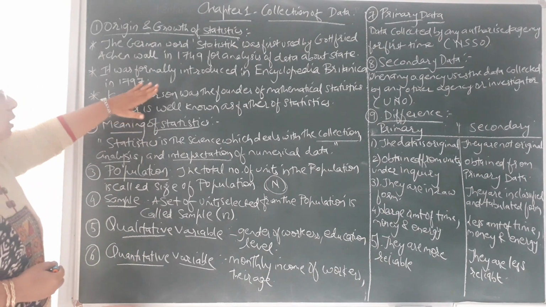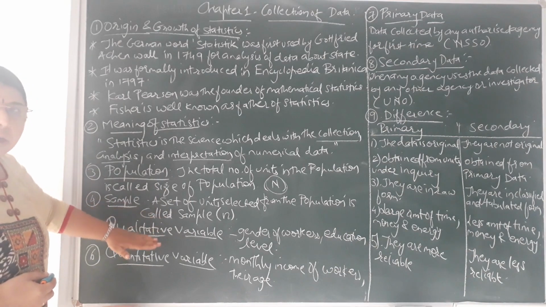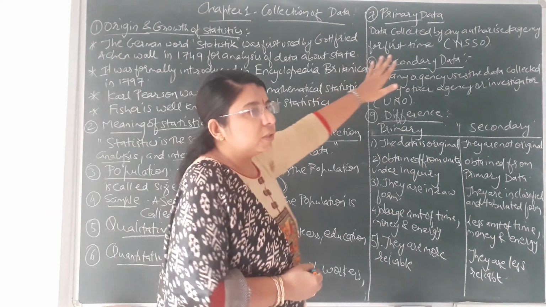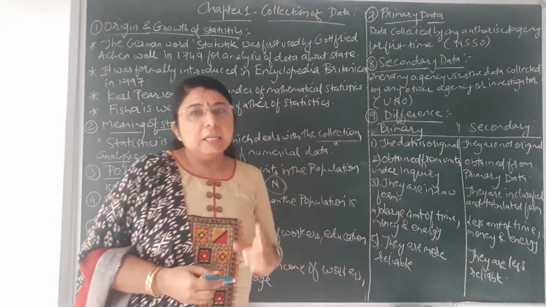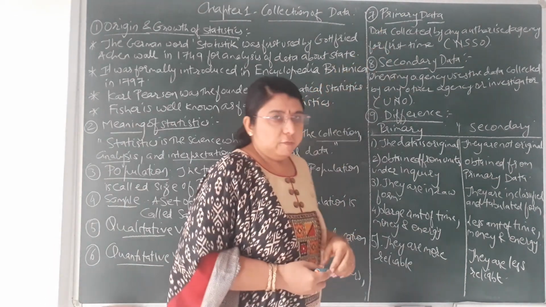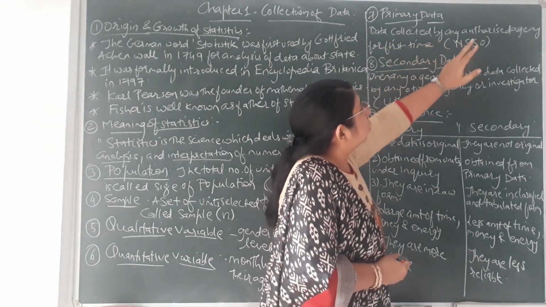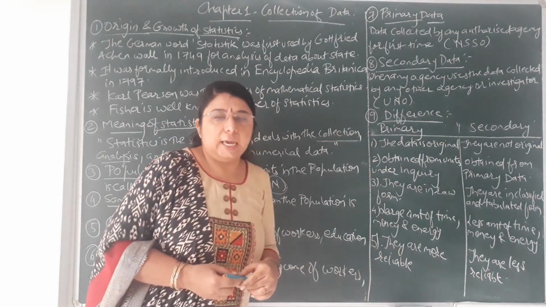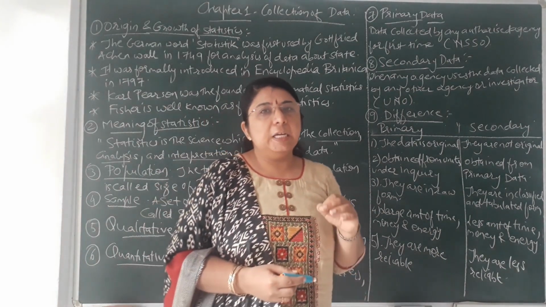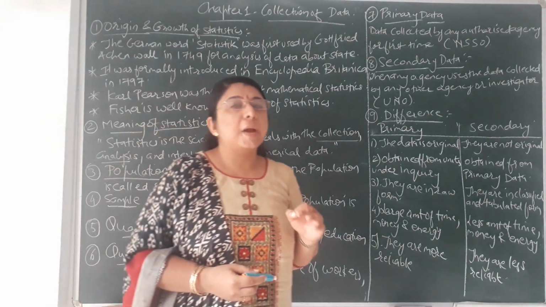Now after understanding the origin and meaning of statistics, then population, sample, qualitative variable and quantitative variable, let us move on to the main topic of this chapter, that is types of data. The first one is primary data. Now primary data means what? First of all, let us read on the board and then afterwards I'll explain. Data collected by any authorized agency for the first time. It means any data which is collected for the first time by any authorized agency or investigator is called primary data.